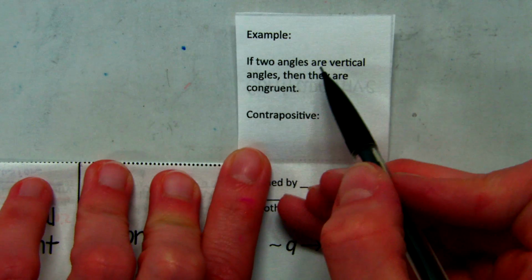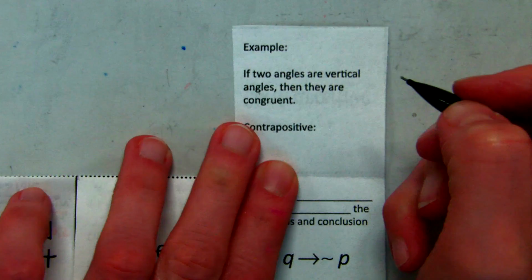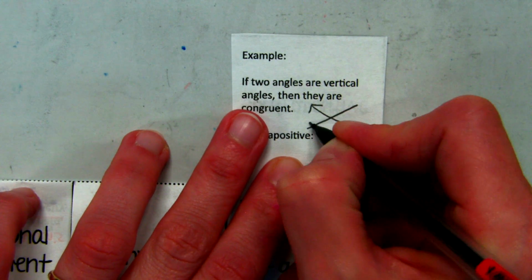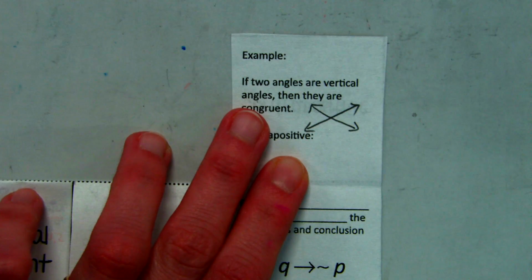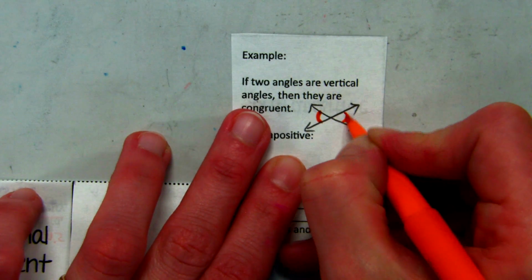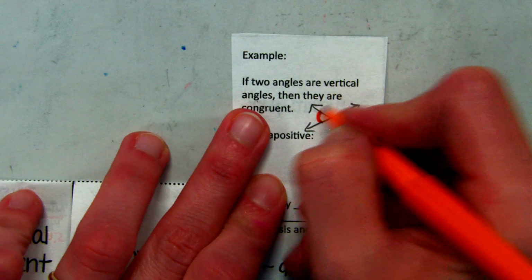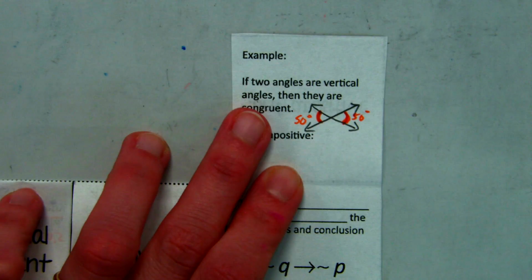Contrapositive. So here's our example. If two angles are vertical angles, then they are congruent. So I don't know if you guys remember this, but vertical angles are something we studied, like in 8th grade. If you have two lines that cross like this, then the vertical angles are the ones that are across from each other. Like this angle and this angle would be considered vertical angles, and they always come out the same. So if this one is 50 degrees, then this one would be 50 degrees.